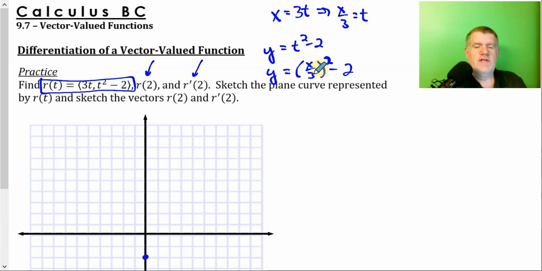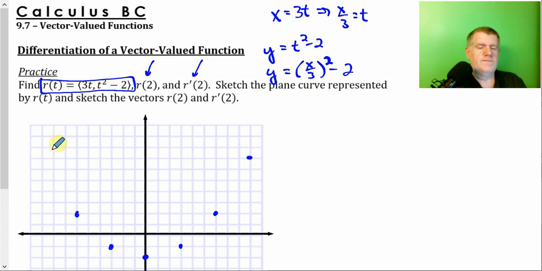If I plug in 3, I get 3 over 3, which is 1. 1 squared is 1. 1 minus 2 is negative 1. And this is symmetrical on the other side, so negative 3, negative 1. I'm going to pick 6. 6 over 3 is 2. 2 squared is 4. 4 minus 2 is 2. So 6, 2. And we've got room, so we'll do one more. We'll do 9. 9 divided by 3 is 3. 3 squared is 9. 9 minus 2 is 7. So 9, 7.